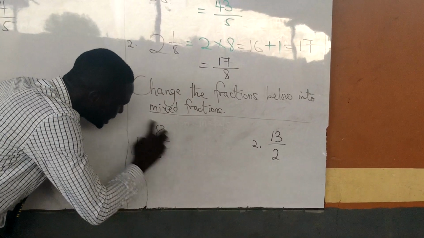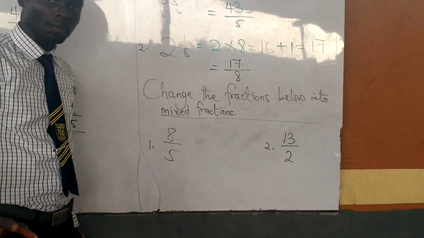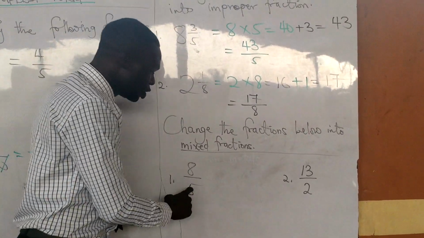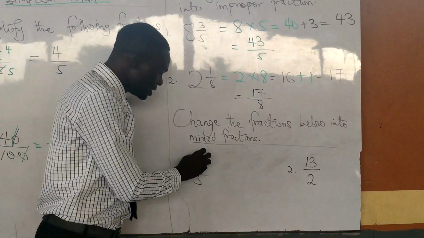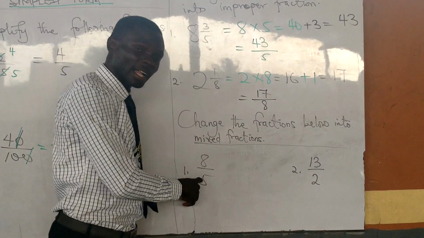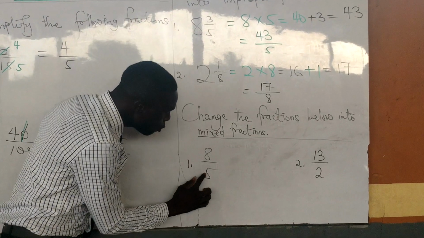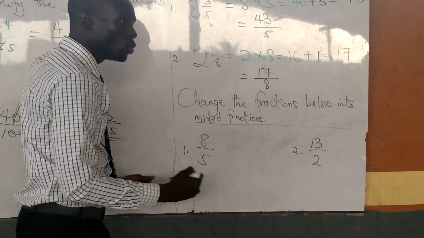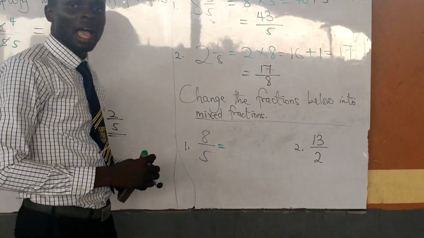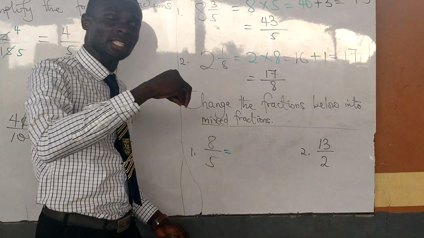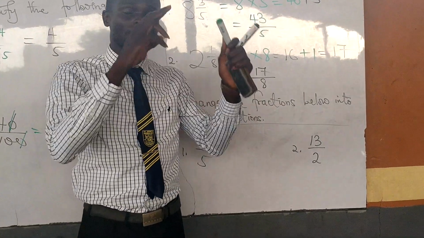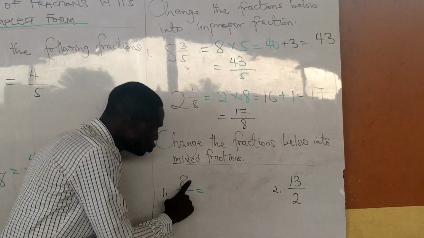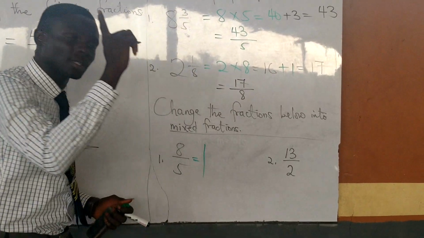So, how can I change this into a mixed fraction? The numerator, that is the number on top, is 8, and the denominator is 5, which means this is greater than this value. So you ask yourself, how many times will the denominator go into the numerator? You have 5 as your denominator. How many times will 5 go into 8? If you recite your times table, you notice that 5 times 1 is 5. 5 times 2 is 10. It means 5 will go into 8 once.